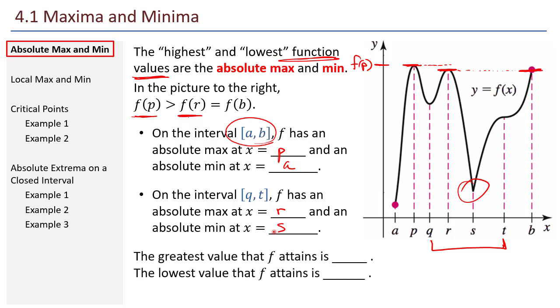But now we've identified some x values, let's turn our attention to the actual function value. How about this first one? The greatest value that f actually attains is f of p. So f of p is a y value. And how about the last question here, the lowest value that f attains? Well, it's going to be right down there. We'll call that f of a.